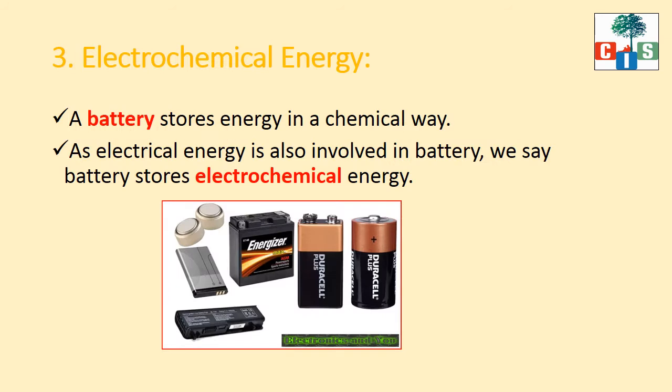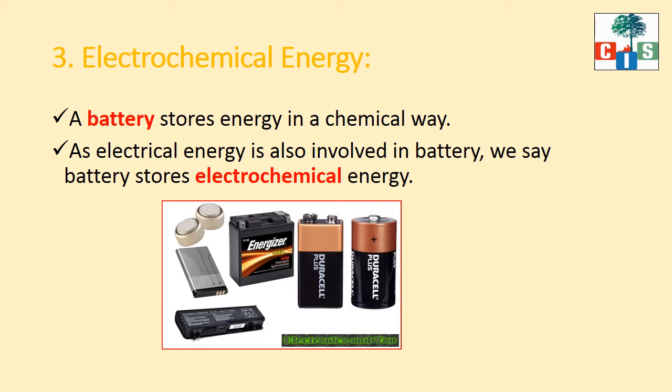Now, the third form of energy is electrochemical energy. Scholars, here you can see the various batteries and cells. So what is present in these cells and batteries? A battery stores energy in a chemical way, and when we put that battery in, it gives us light, and it helps us to use the various devices. Is it?